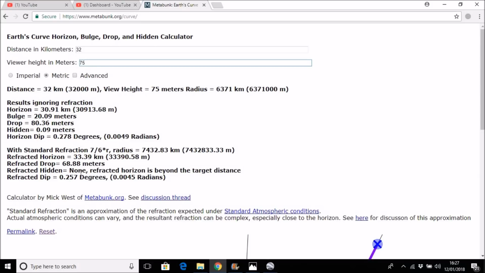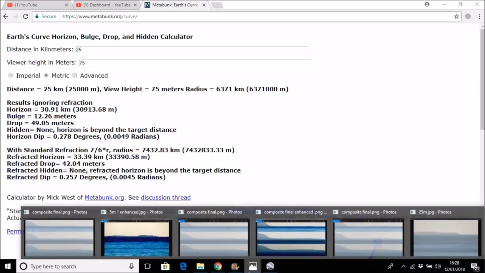Then none of the land at that distance will be hidden from view, or perhaps with no refraction at all, less than 0.1 of a meter. And at 25 kilometers, we actually have none of the land hidden from view. So if you can remember what we did there, we look back at the pictures that we have.